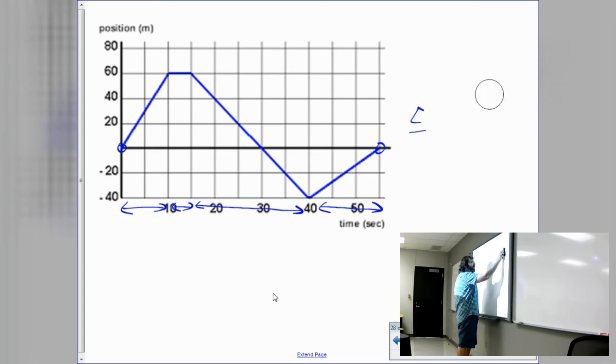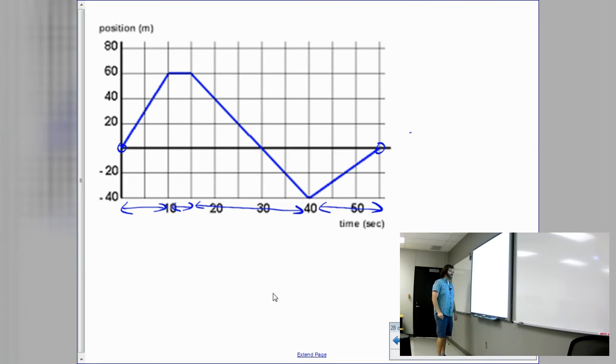Let's look at more specific spots. Let's look at from 0 to 10 seconds. From 0 to 10 seconds, this object moved in the positive direction, had a displacement of positive 60. And it took 10 seconds to do that, like I said before.